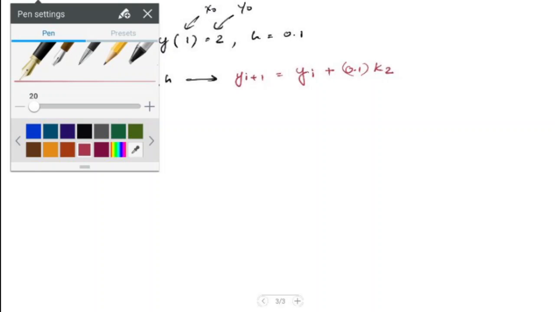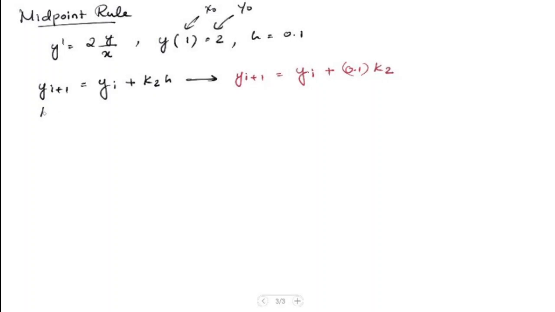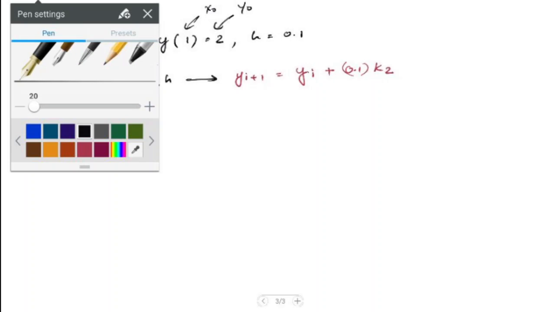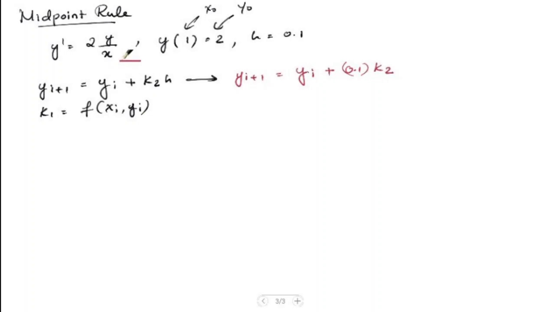And now for k1 we have the function at xi comma yi. The function is written over here, so we'll rewrite it. We'll write that k1 is equal to, inputting the values of xi and yi instead of the y and x here, 2 times yi divided by xi.